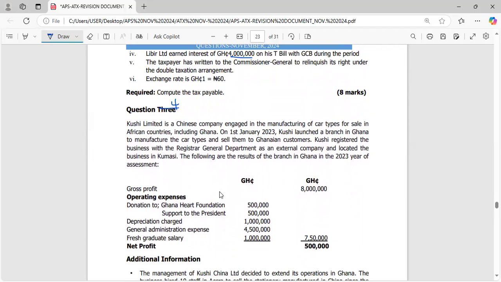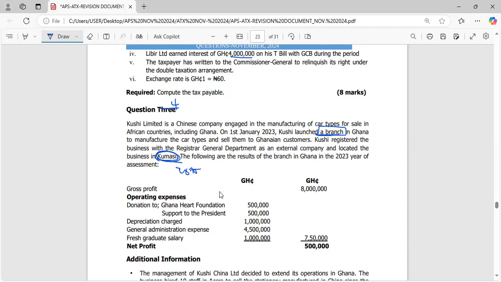Pushi Limited is a Chinese company engaged in the manufacturing of car tires for sale in African countries, including Ghana. On January 1, 2023, the company launched a branch in Ghana to manufacture the car tires and sell them to Ghanaian customers. So they have a branch. They don't have a subsidiary. They have a branch in Ghana. Pushi registered the business with the Registrar General's Department as an external company and located the business in Kumasi. So Kumasi, you know, the tax rate is 18.75%.